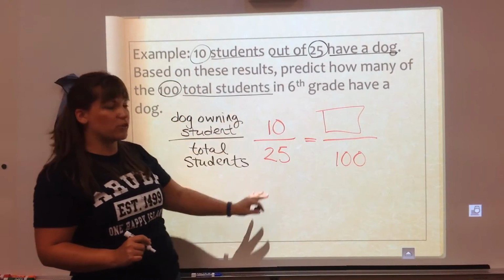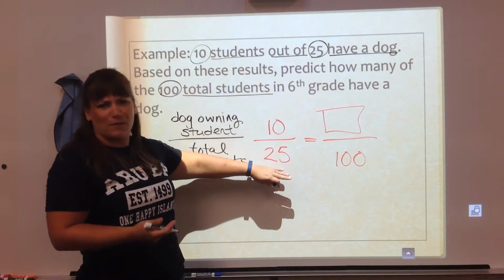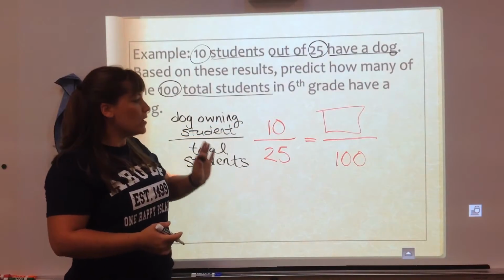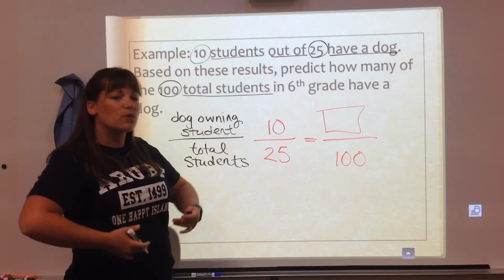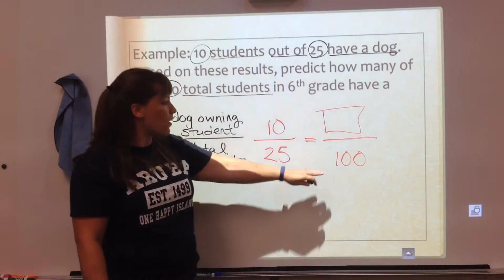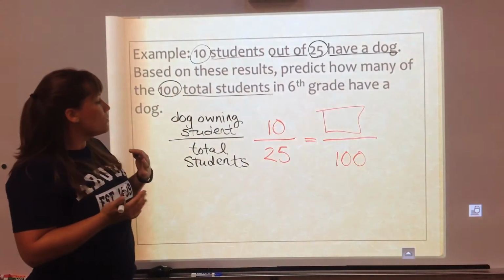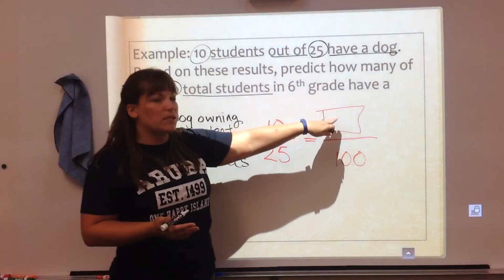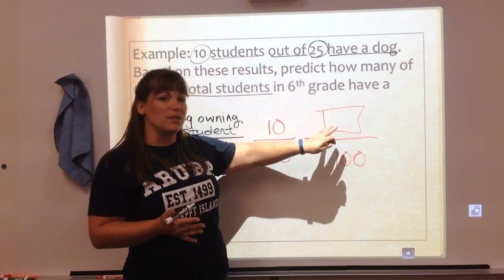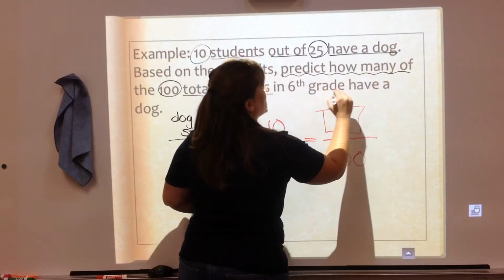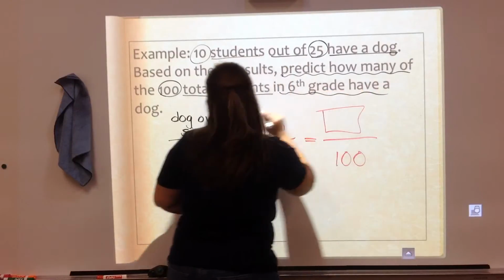The first ratio that we're given only has maybe one class. Out of a class of 25, there's 10 of them that have a dog. But we don't want just one class, we want all 4 classes. And all together in the whole 6th grade, there's 100 students. So we have to figure out this missing piece. This numerator will be the answer to our question of predicting how many in the grade have a dog.